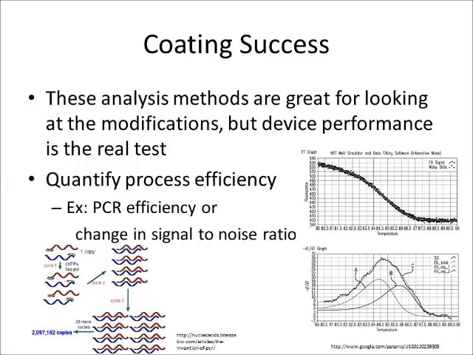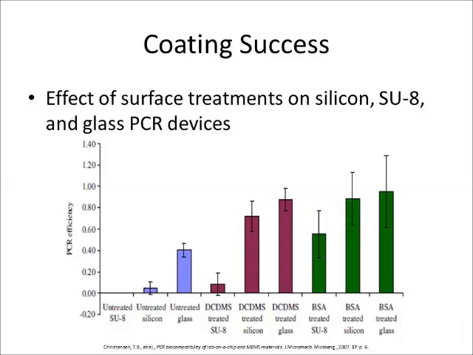Quantifying the process efficiency depends on what the device was designed for, for example, PCR efficiency, how the coating facilitates PCR, the replication of DNA, or the change in signal-to-noise ratio when looking at some fluorescent signal out of a device. It can be useful to compare different types of treatments on different substrates to determine which type of coating is best suited for a certain process.